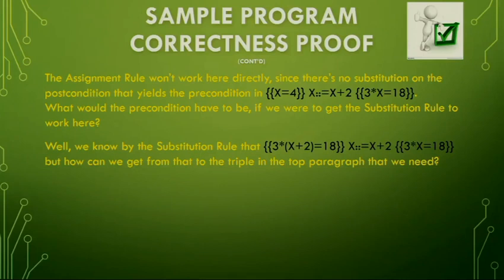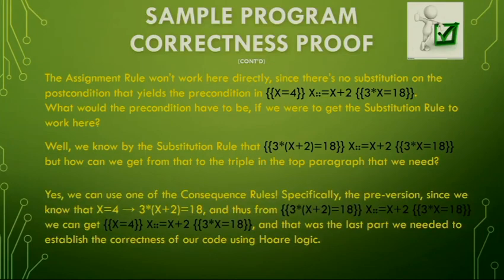So what's the rule that says you can give me a different precondition? In this case it's not really weakening equivalence. Yeah, consequence. So we know that if x equals 4, that implies 3 times x plus 2 equals 18. So you can use the consequence rule, the pre-consequence rule, to get that.